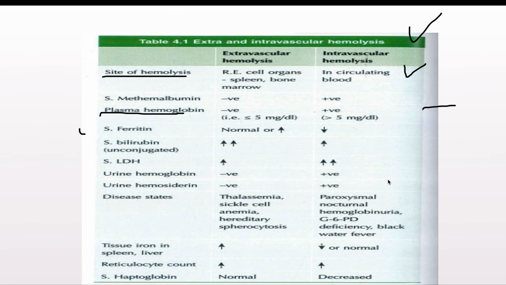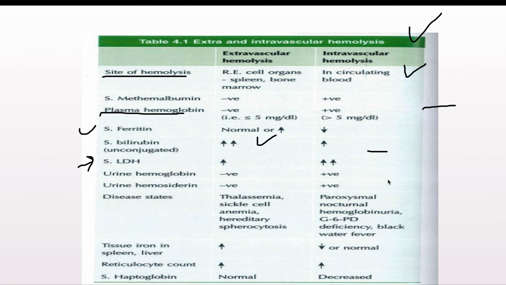Serum ferritin, okay, the storage form of iron, will be increased in the case of extravascular hemolysis, because there the iron was being reutilized. But in the case of intravascular, the iron is not being sent to the stores. Then serum bilirubin will be more increased in the case of extravascular hemolysis. Serum LDH, now LDH is present in the RBCs itself. So whenever the RBCs are lysed, the LDH will be released into the plasma.